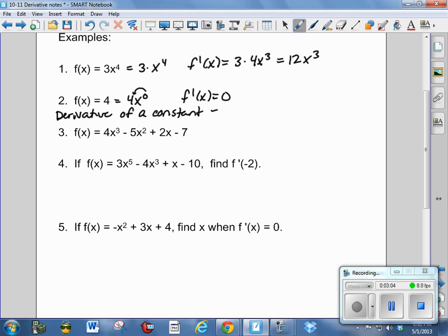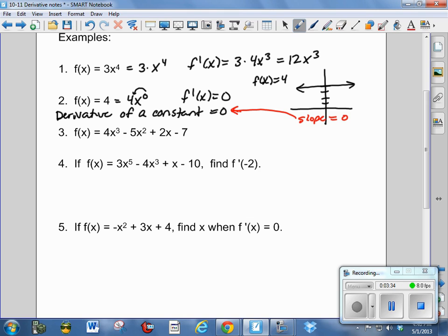Now, why is the derivative of a constant 0? I think it'll make sense to you if we draw a graph. Let's draw a graph of f of x equals 4. That's the same thing, of course, as saying y equals 4, which is just a horizontal line at y equals 4. What is the slope of a horizontal line? At every single point on that line, the slope is 0. Slope equals 0, which is why the derivative equals 0.